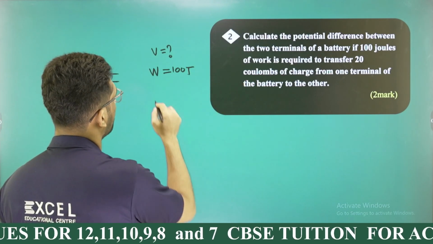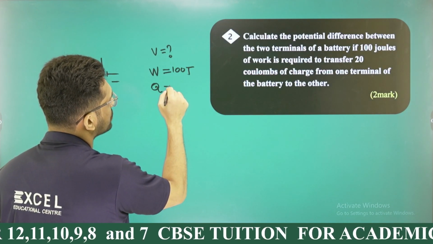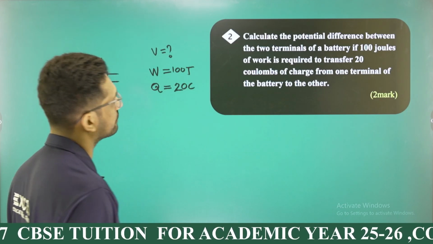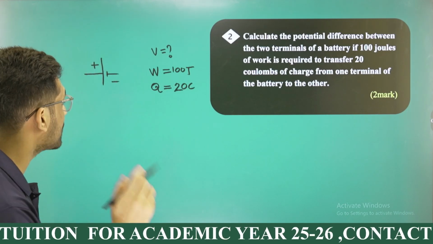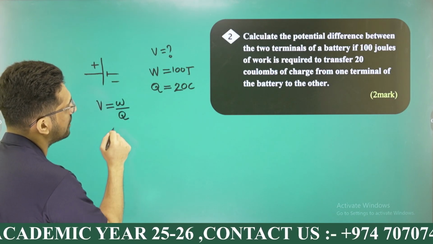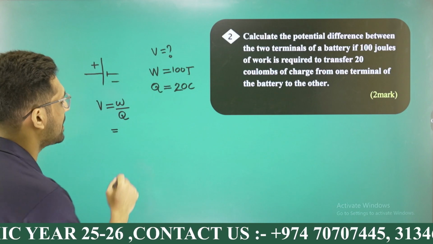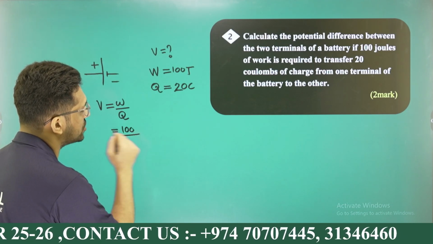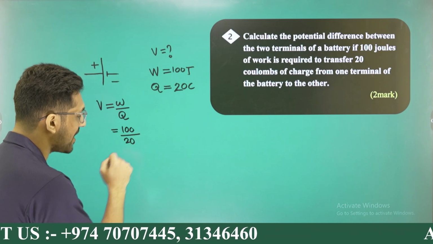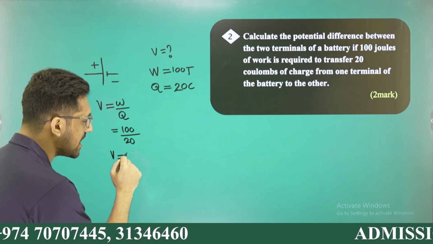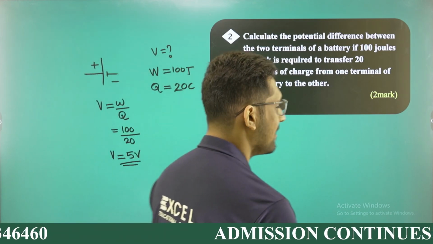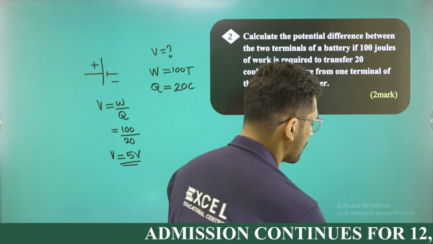Transfer 20 coulomb. So what is the charge? Charge also is given directly in the question. That will be 20 coulomb. We have the equation for potential difference: V is equal to W by Q. What is W? According to the question, it is 100 joule. 100 joule divided by Q. What is Q? Q is 20. 100 by 20. What is the voltage? Voltage will be 5 volt. So this is a very simple question, right?